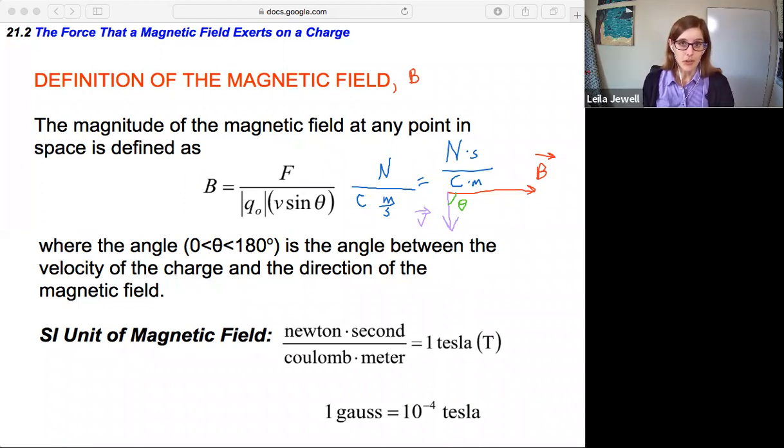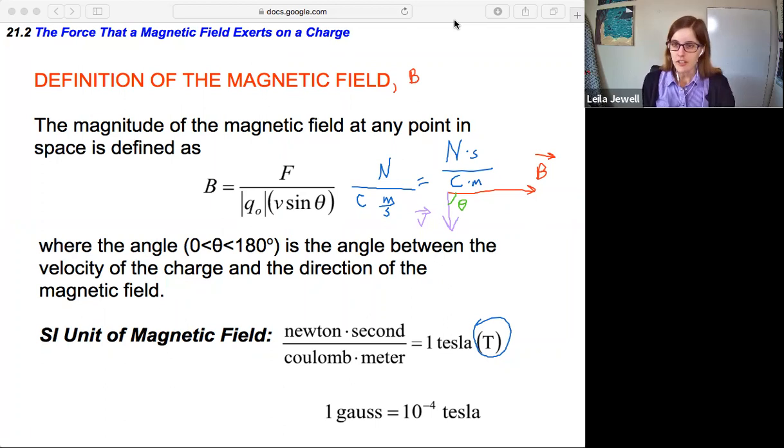Yes, long before electric vehicles were a thing, Tesla was a unit, right? So 1 Tesla is defined as 1 Newton times seconds per coulomb per meter, and it's abbreviated as a capital T. Another unit that sometimes pops up is a Gauss, and 1 Gauss is 10 to the minus 4 Tesla. That's a little bit more of a specialized thing, but that is an instance of that.